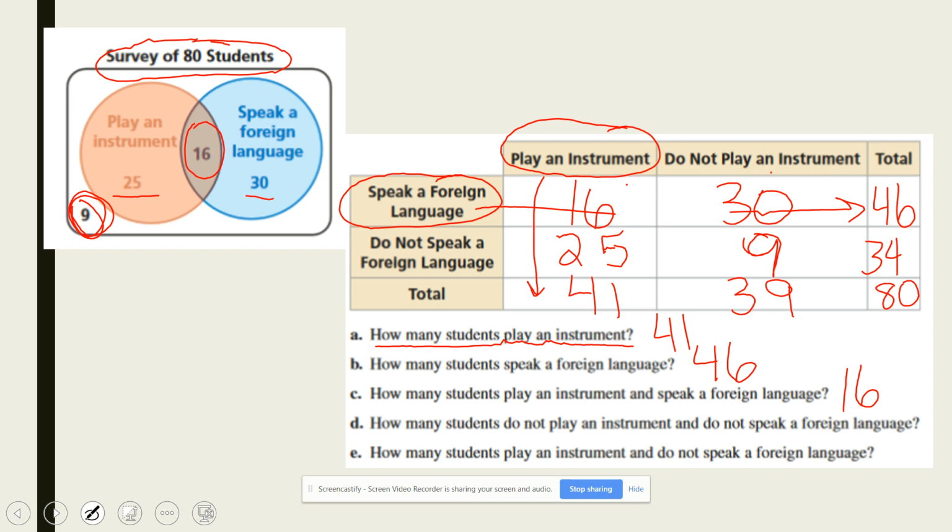And then how many students do not do either one? That was 9. How many students play an instrument but do not speak a foreign language? So play an instrument right here. Do not speak a foreign language here, and that box says 25.